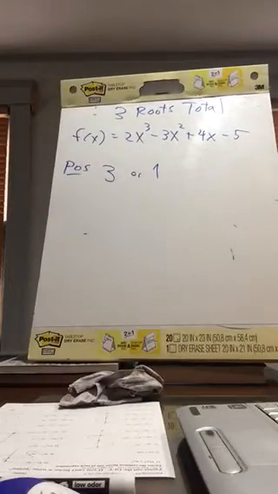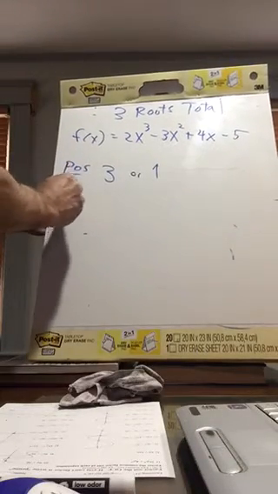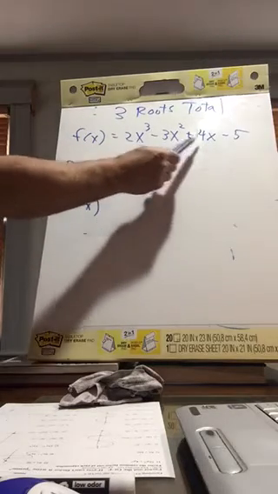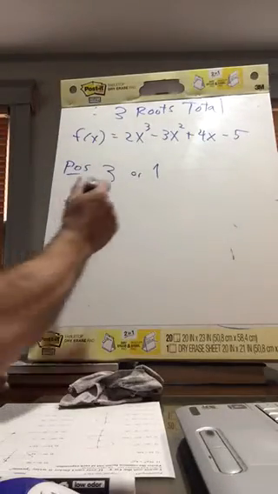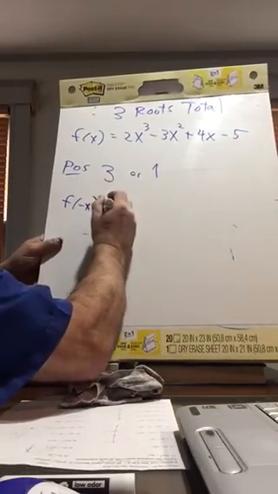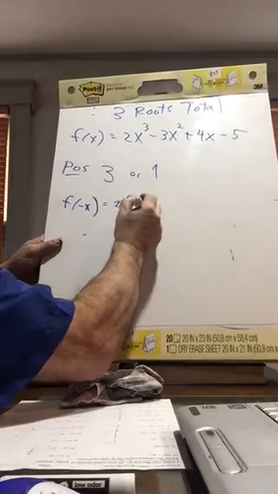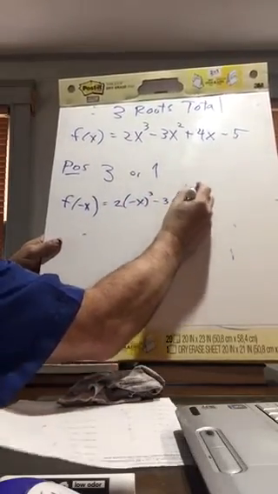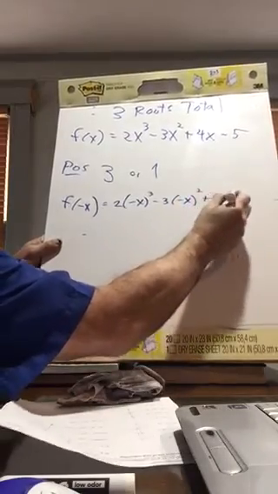Now, how do we do the negative roots? To do the negative roots, we take f of negative x, which means we replace each x here with a negative x. It's going to look like this. Negative x cubed, negative x squared, negative x.